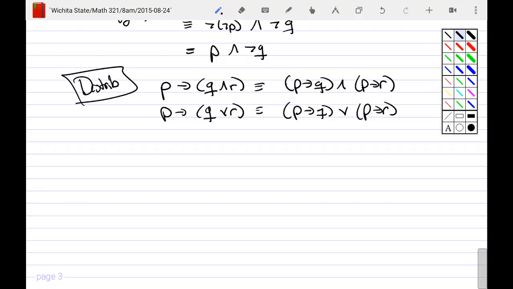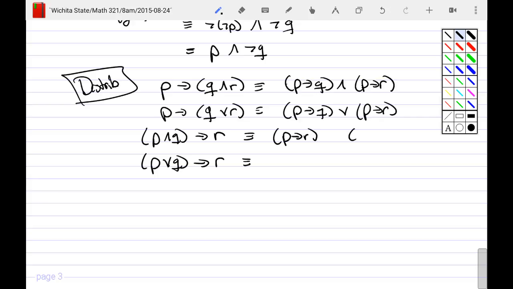On the other hand, if we flip the order, implication is non-commutative, so it actually has to have its own rules. What if I have P and Q implies R? What if implication occurs second? And what if I have P or Q and implication occurs second? We still have P implies R. We still have Q implies R. P implies R. Q implies R. But now the conjunction and disjunction flip over.